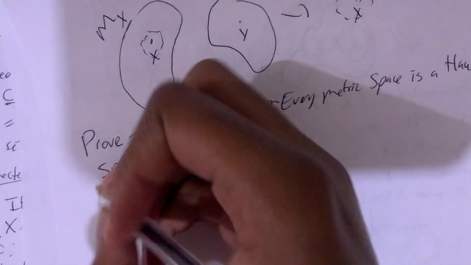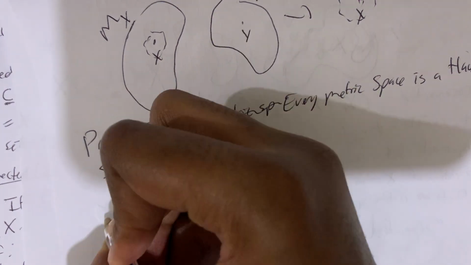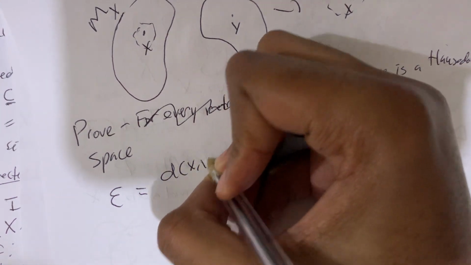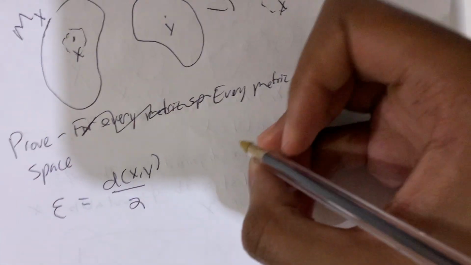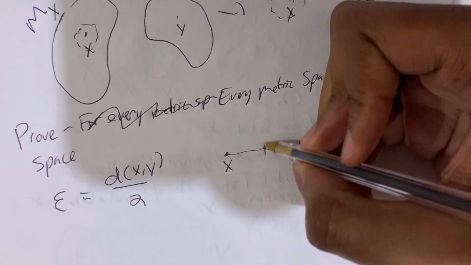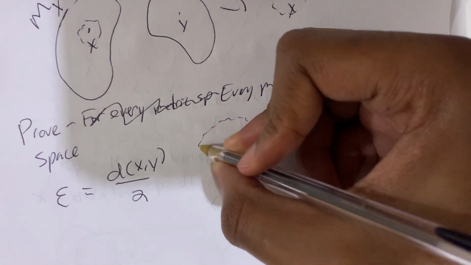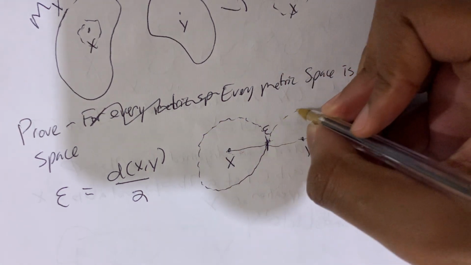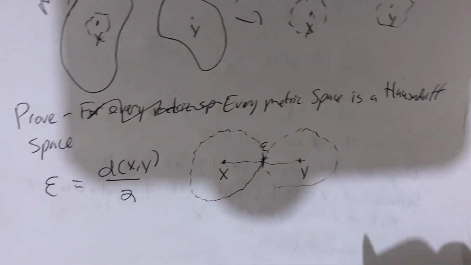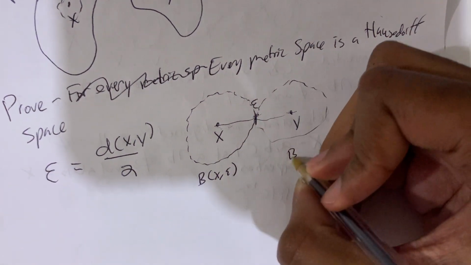So how are we going to prove this? Let's make some epsilon radius, where epsilon equals the distance between x and y divided by 2. Here I have x, here I have y, and some distance between x and y, and we divide that by 2, that's epsilon. That forms an open ball around x and an open ball around y. Also note that x does not equal y. So there is an open ball around x and an open ball around y. Let's denote them as the open ball B(x, epsilon) and the open ball B(y, epsilon).